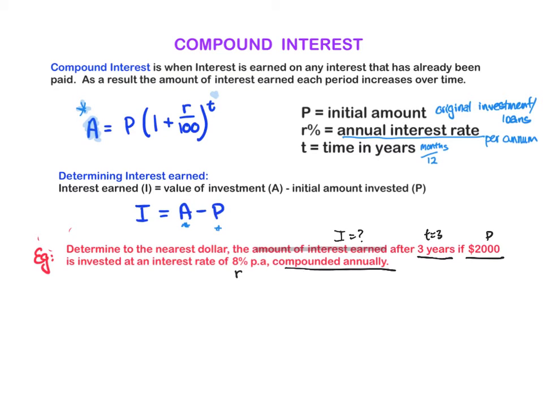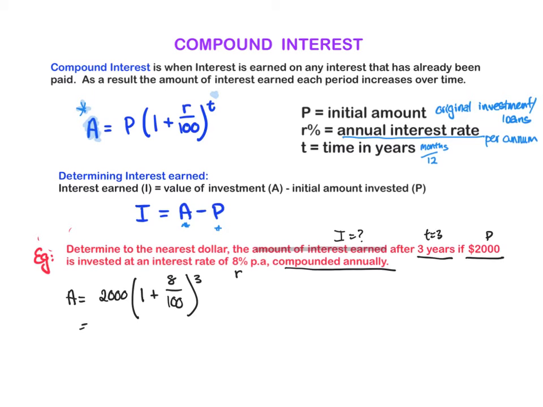All right, so let's go. They want me to find the interest. So first I'm going to find the amount. Using that formula up there, I know P is 2,000. Then I'm going to have 1 plus the rate, which is 8 over 100, to the power of T, which for me is 3. So I'm just going to pause it there, and we're going to show you on the calculator what you need to type in for that.